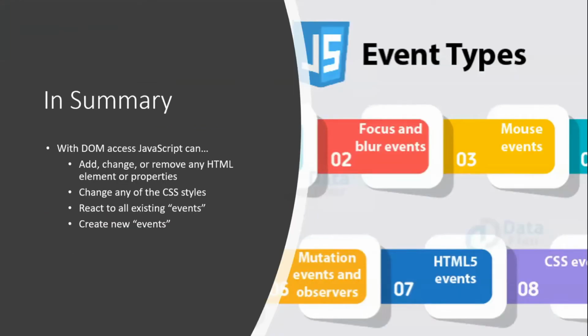So in summary, with this level of access to that DOM, JavaScript can add, change, or remove any of the elements or properties found on the page. It can modify images or other elements. It can react to existing events, such as button clicks or form submissions. It can even create new events to perform page redirects or alert messages.